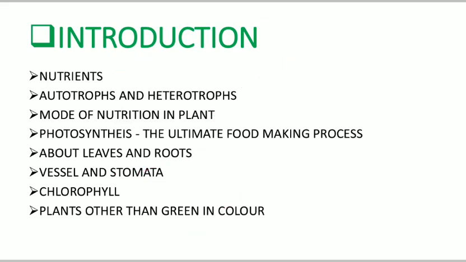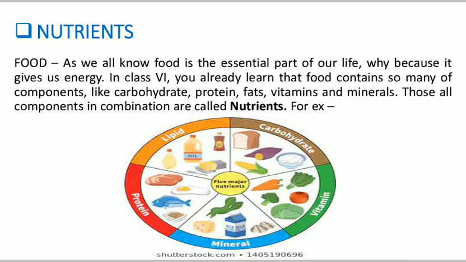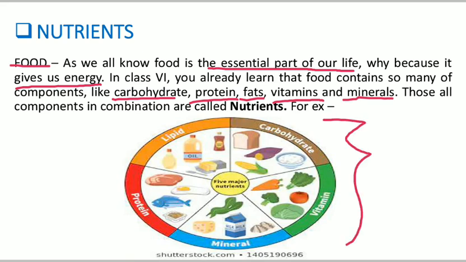Let's see. First of all, come to the nutrients, what the nutrients are. As you have already read in class 6 about food, it is the essential part of our body that gives us energy for our development, growth, reproduction and all, right? You have already learned this in class 6. So what does it contain? It contains many components like carbohydrate, protein, fat, and vitamins and minerals.